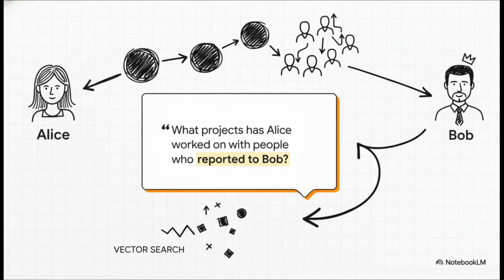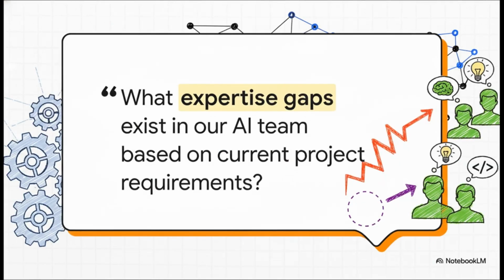Let's make this super concrete. A normal vector search would totally bomb this question. It might find some documents about Alice and maybe an org chart with Bob in it, but it has no way to connect the dots, to follow that chain from Alice to her projects to her collaborators, and then check if those collaborators report to Bob. GraphRAG just follows the path. Simple as that.